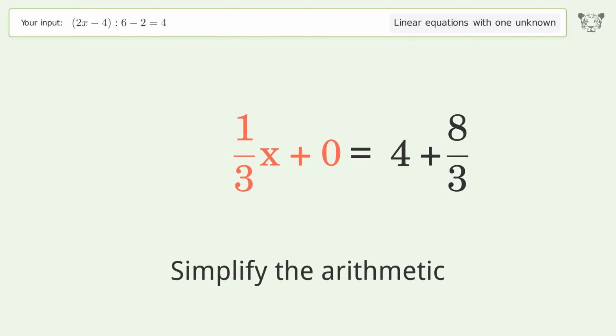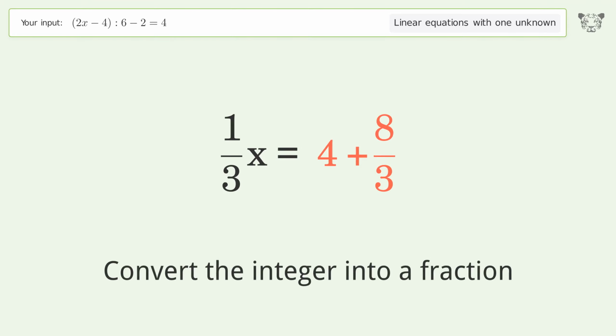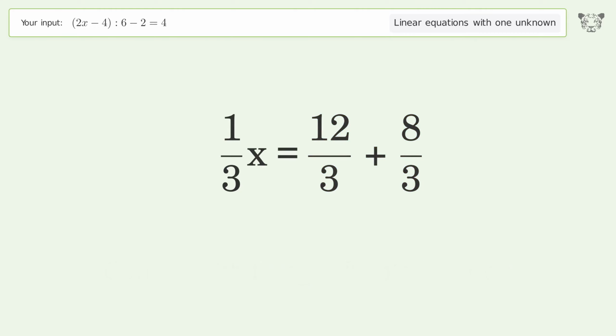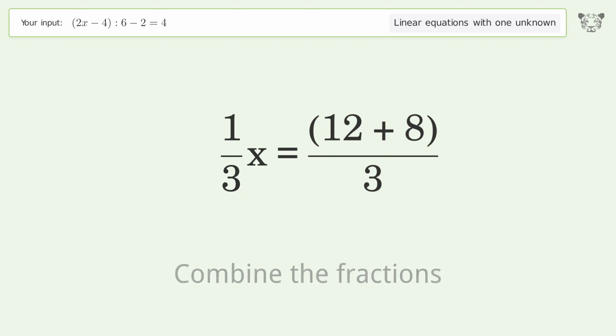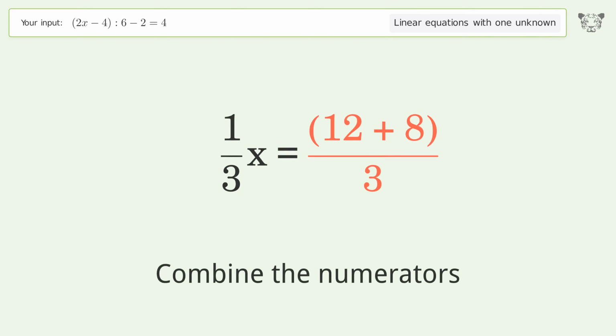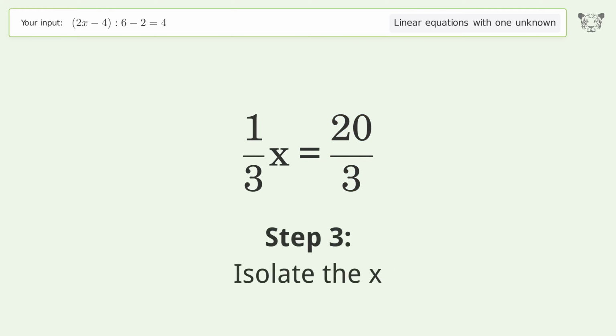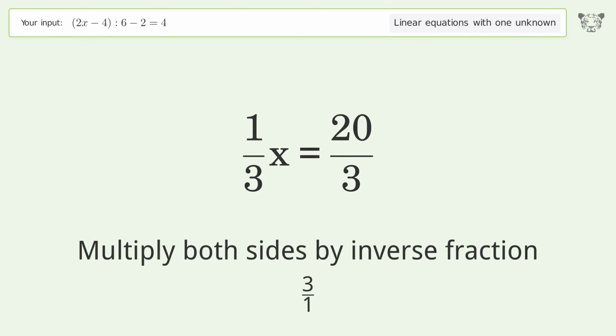Simplify the arithmetic. Convert the integer into a fraction. Combine the fractions. Combine the numerators. Isolate the x. Multiply both sides by inverse fraction 3/1.